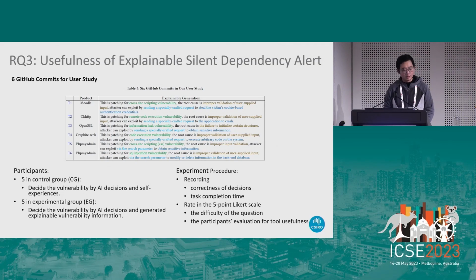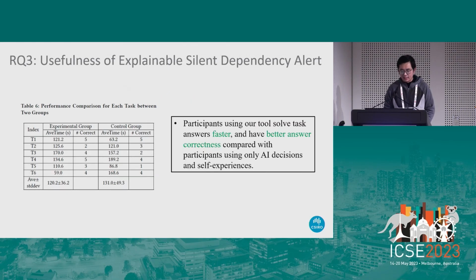Here, tasks 1 to 4 are true positives, so they are true vulnerability patchings, and tasks 5 and 6 are false positives. So we want to see what will happen. And here are the results for the participants using our tool.